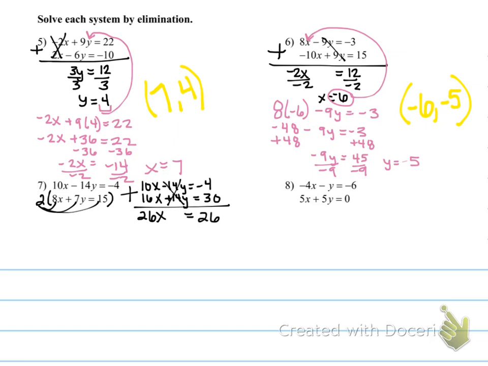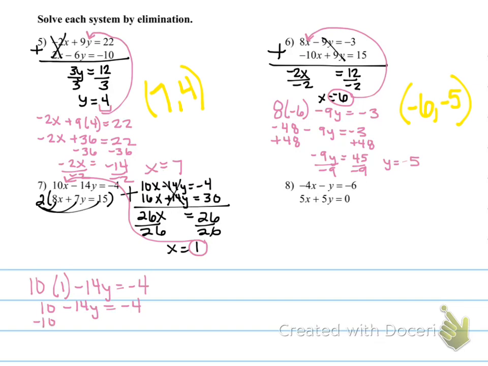And then our last step here is to divide. So divide by 26, and x equals 1. Okay, great. So we have our x value, but we're still not done because we got to plug it back in to find our y. All right, so let's go ahead and do that. So I'm going to have 10 times 1 minus 14y equals negative 4. Okay, so 10 times 1 gets me 10 minus 14y equals negative 4.